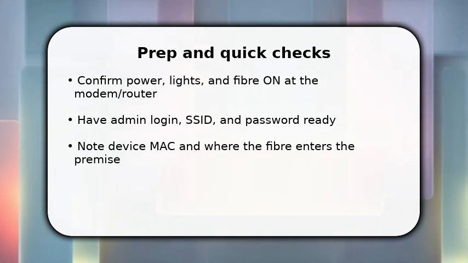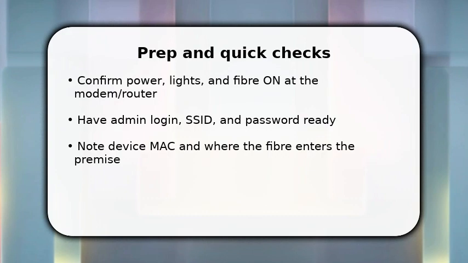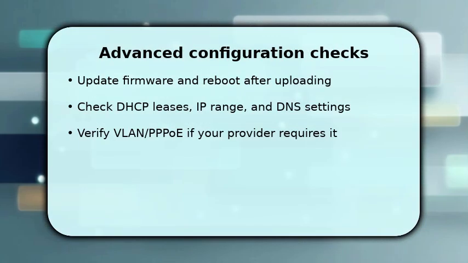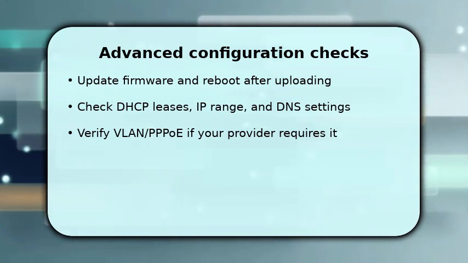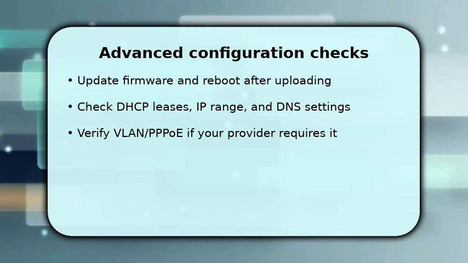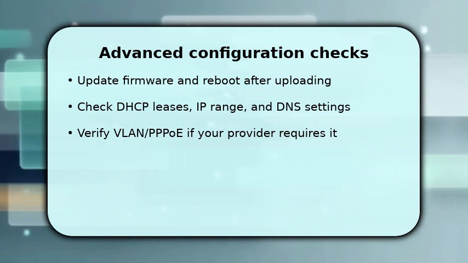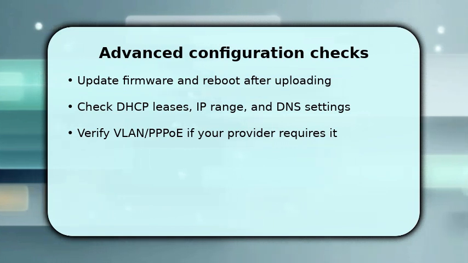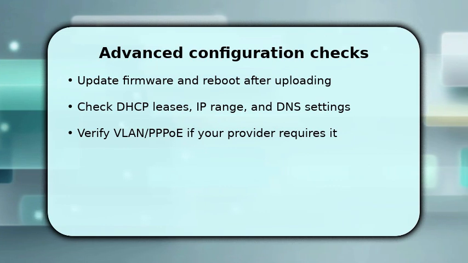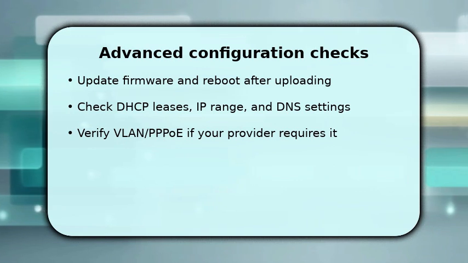You now dig into the router settings. Update firmware if an update is available, because fixes often resolve stability issues. After updating, reboot cleanly. This ensures changes take effect. Inspect DHCP to confirm devices receive proper IPs and that the subnet doesn't overlap another network. If your community fiber uses PPPoE or VLAN tagging, make sure those credentials and VLAN ID match provider specs. Mismatches cause no internet despite local Wi-Fi being active.